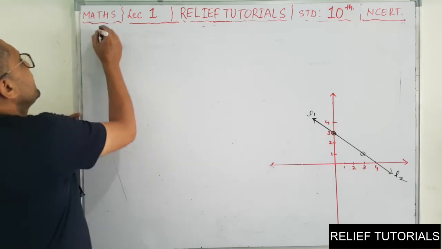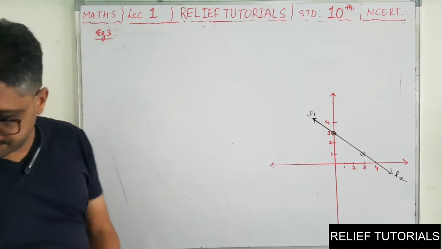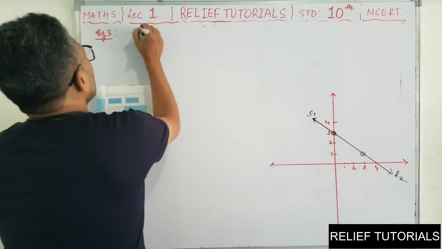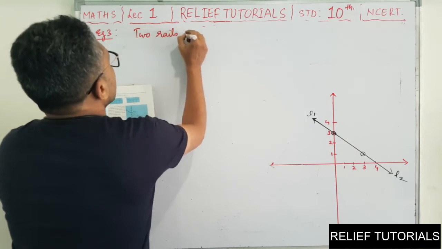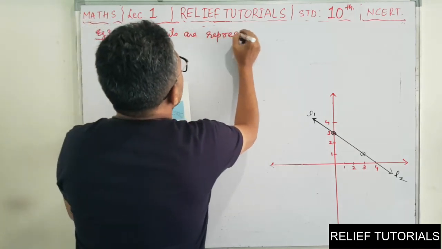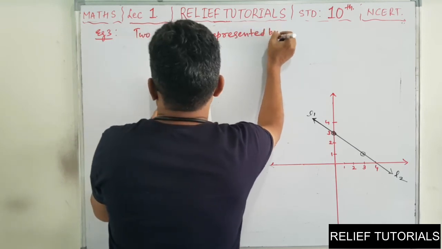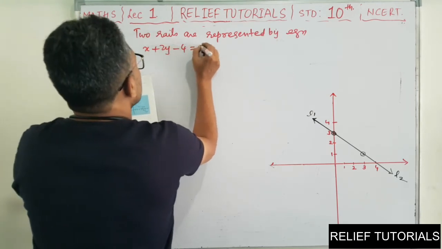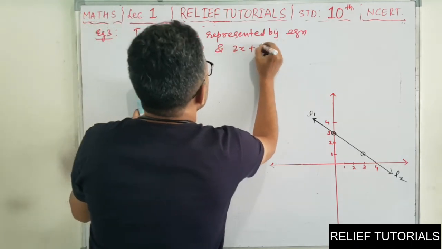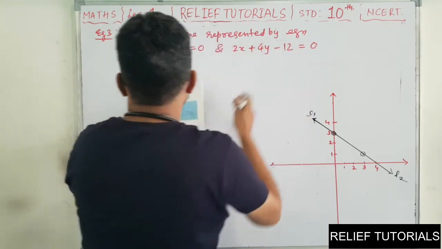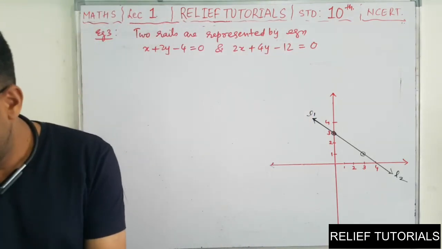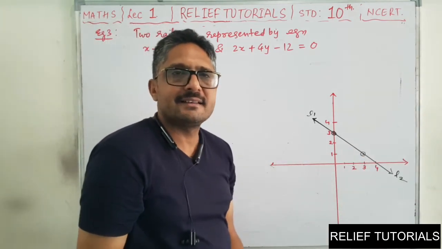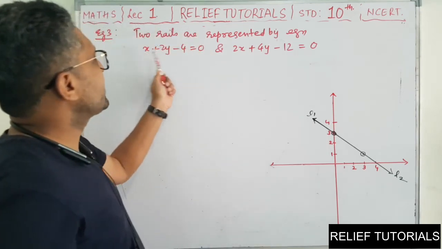See, we are discussing example 3. See what we have. Two rails are represented by the equations x plus 2y minus 4 equal to 0 and 2x plus 4y minus 12 equal to 0. Represent this situation graphically. So two rails, and you know that rails never meet, so naturally they will represent parallel lines. But just by looking at the equations you should know.